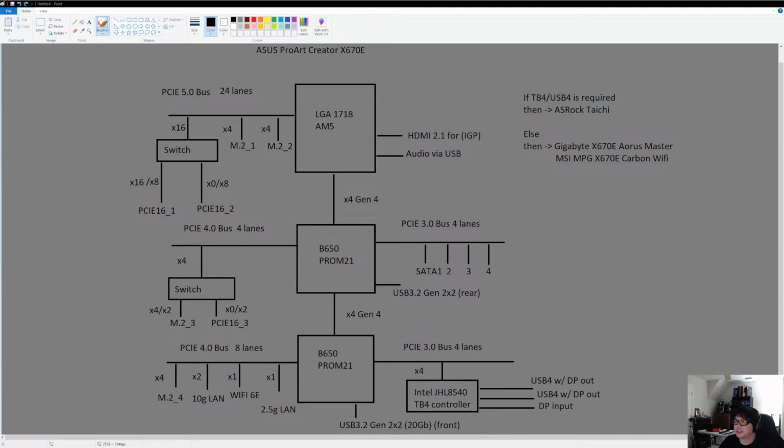Where did somebody get this? Or did they draw it themselves? It looks like somebody took the Gigabyte block diagrams and literally took a Gigabyte diagram and then tried to turn it into an ASUS diagram. But anyway, I was gonna draw out the Z790 next. I don't need the diagram.